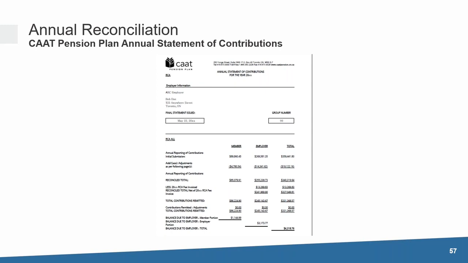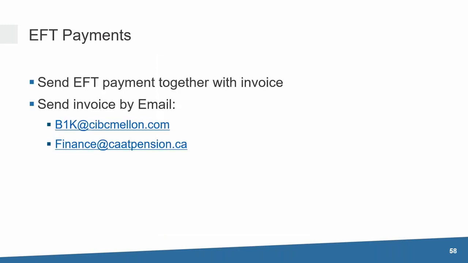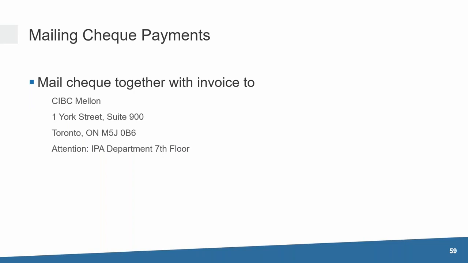If there is a balance owing to CAT RCA or CAT RPP, please remit them directly to CIBC Mellon. If you are sending payments via EFT, please send payments to CIBC Mellon in your regular fashion. At the same time that you are submitting your payment, you should also send in the invoice to CIBC Mellon and CAT Finance via email. The information is listed on the slide above. If you are sending payment by check, please send the check along with the invoice to CIBC Mellon in your regular fashion. The address is listed above.